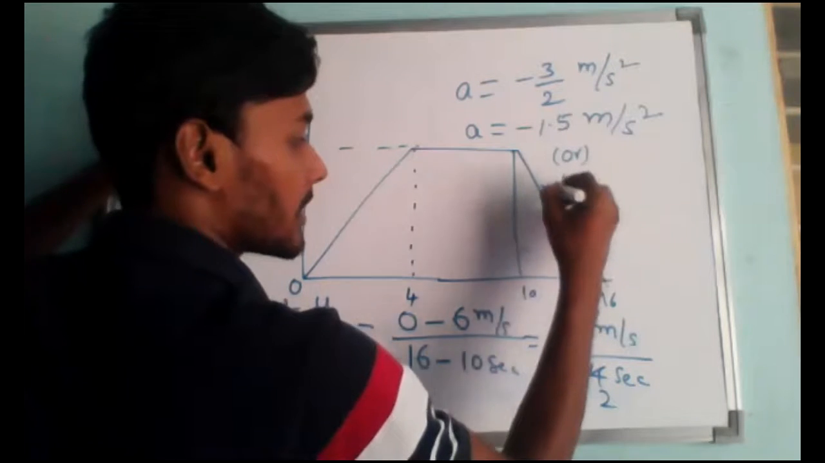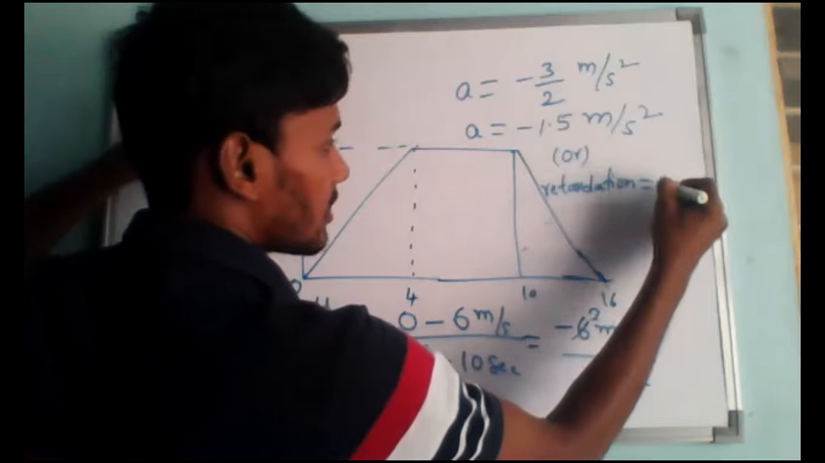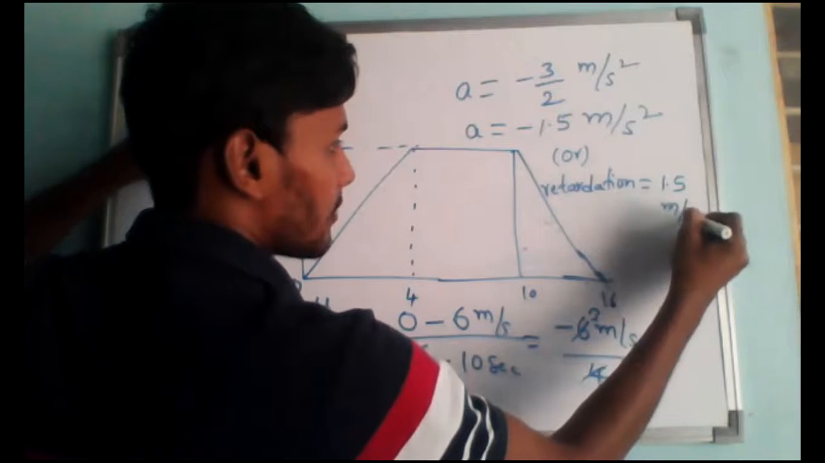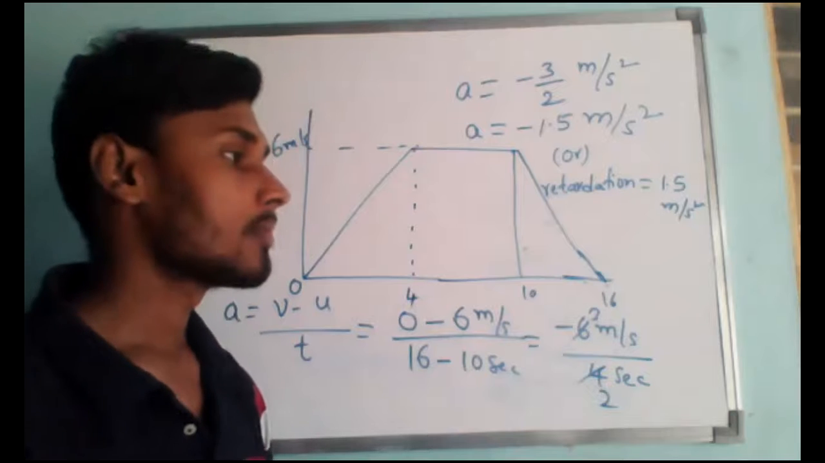Or while you are writing retardation, then we don't need to represent minus. So retardation equals how much? Retardation equals 1.5 meter per second square. You understand or not, all of you? Any doubt, you can ask me.